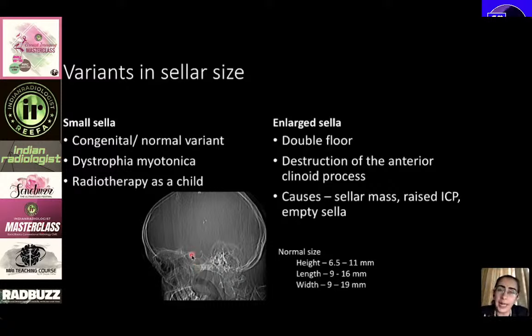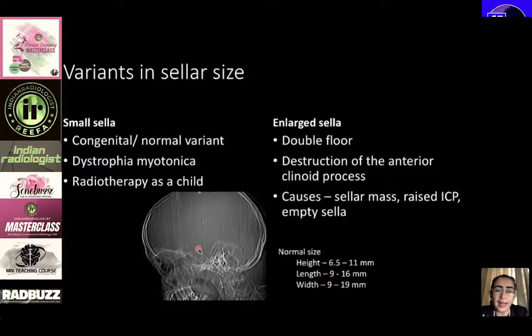Nowadays, with multiplanar CT being available, with multiple slices, 128, 256 slice CTs being available, for that matter, even with a 16 slice CT, we can reformat the axial CT images. We can take thin sections and reformat them into sagittal to see the size of the sella, as I will be showing in one of the cases. Okay, so this is the normal size of the sella. Please note it down for future reference.